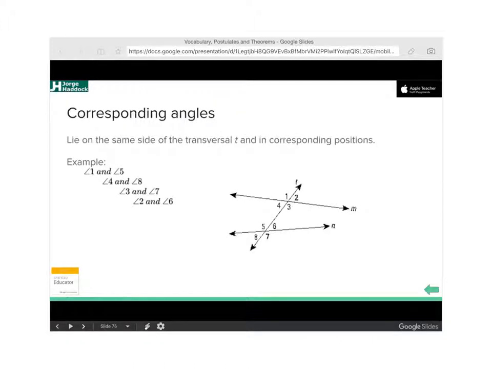Okay, and corresponding angles are angles that lie on the same side of the transversal T and in corresponding position. If I could take line M and place it on top of line N, they would be in the same position. So angle 1 and 5, angle 4 and 8, 2 and 6, 3 and 7. They are the only pair of angles that have one interior and one exterior angle.